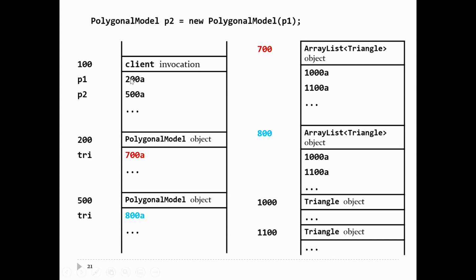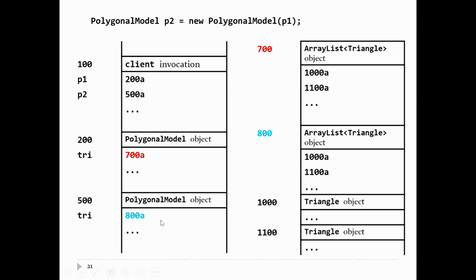P1 is that model there. It has a list of triangles, which is up here. Inside that list of triangles, you see there's a reference to that triangle there, and there's a reference to the triangle there. Now, P2 is a copy of this object here. So there's a new object here.